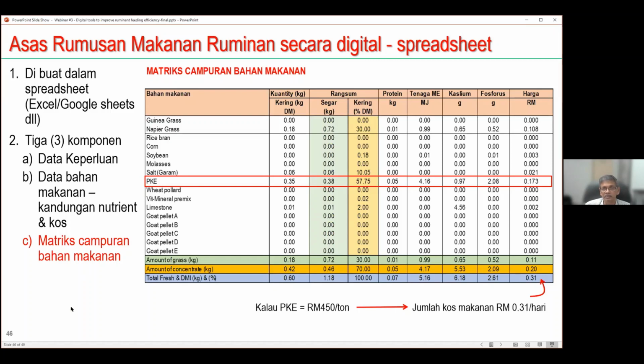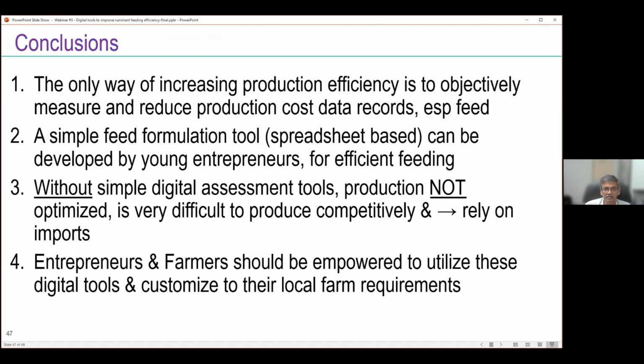So dia ada berbeza. So kalau you dah know how to use it, I think you can play with it and feed efficiently. And so I dah come to conclusion.